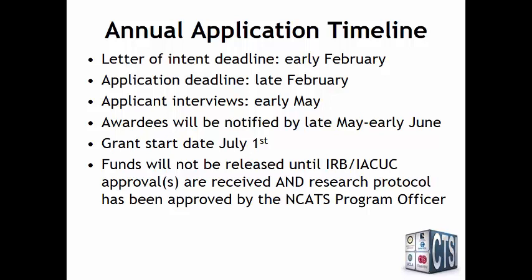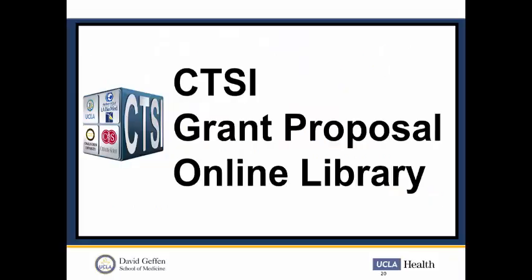And then just the last point, the grant start date is a hard start at July 1st. We really have very little leeway in that, so it needs to start July 1st. And then, of course, in terms of release of funds, you need your IRB and IACUC approvals in place. So probably should try to get those done sometime in the spring after you submit the proposal.